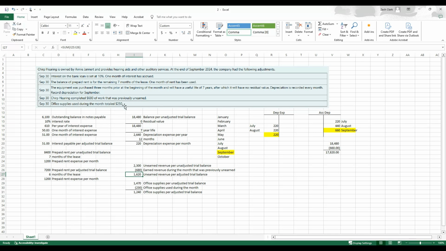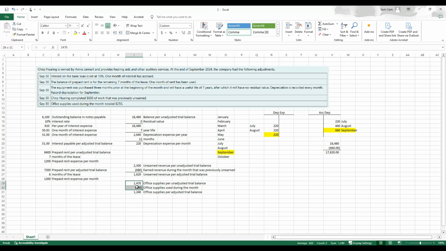Finally, office supplies used during the month total $230. So if we look at our unadjusted trial balance, it shows $1,470, and we want to show that we used up $230 of office supplies during the month, and that means we're going to have an ending balance of $1,240 of office supplies left over. So for our adjustment here, we'll record $230 of office supplies expense, and then we will reduce the office supplies asset account down to what it should be, $1,240, since we used up $230. And remember, in these problems, a lot of times they won't just tell us how much was used up.